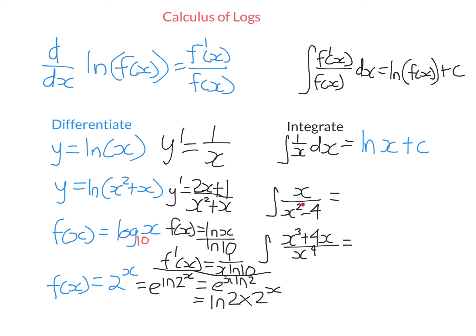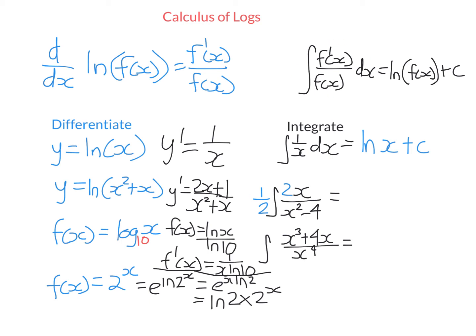See, the derivative of this function is 2x. So what I really want is a 2x on top. But I can't just multiply by 2 there. If I put a 2 there, I have to divide by 2 or multiply by a half. Multiplying by 2 and multiplying by a half, I haven't changed this function. I've just written it in a different way, in this form.